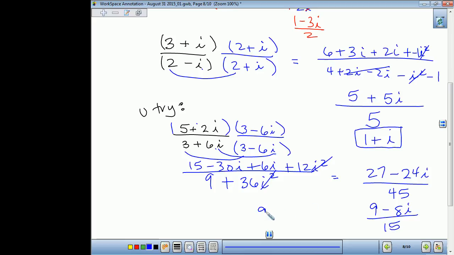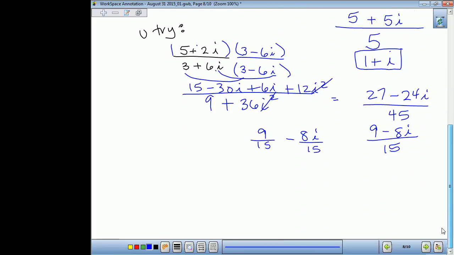Now, there are some textbooks that make you split it. Ours does not. Schools of thought vary on this. I'm okay if you don't split it. If you did split it, this would reduce some more to 3/5. This is truly an a plus bi form.